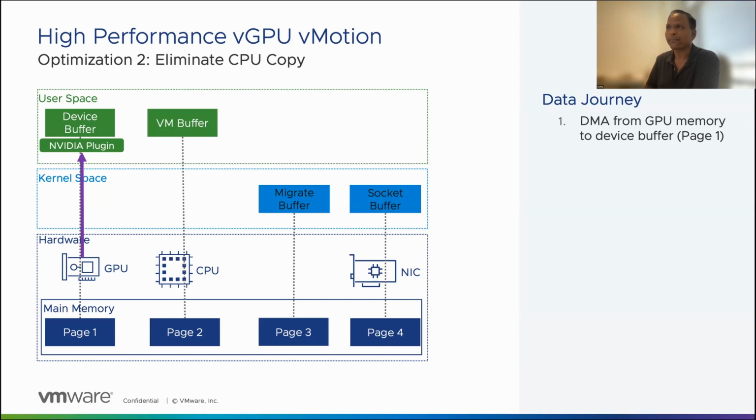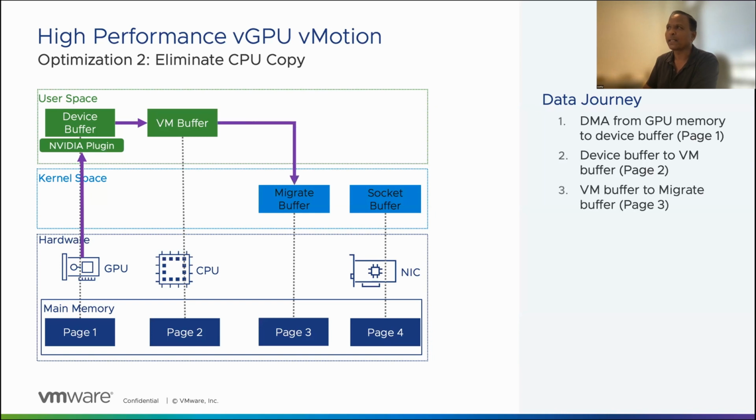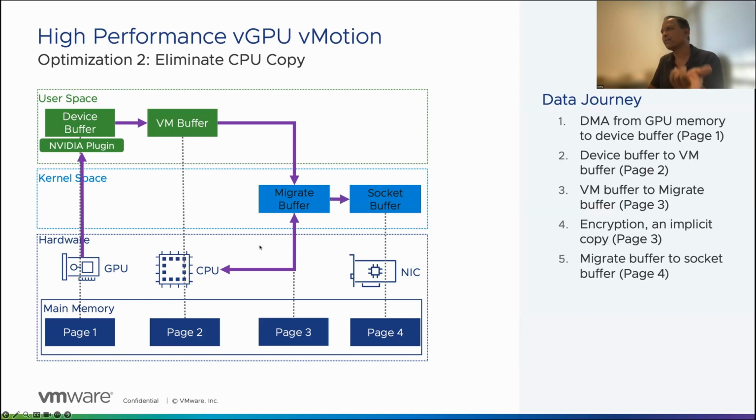And now NVIDIA does its own magic and does one more explicit copy to the VM buffer, which is again managed by NVIDIA. Then after more processing, it copies it to the migrate buffer, which is now owned by vMotion. Since, as you all know, by default vMotion does encrypted vMotion, we have to do one more implicit copy to encrypt this data. Once the encryption is done, we have to do one more copy to the socket buffer. All in all, it resulted in 5 copies, which was extremely inefficient.